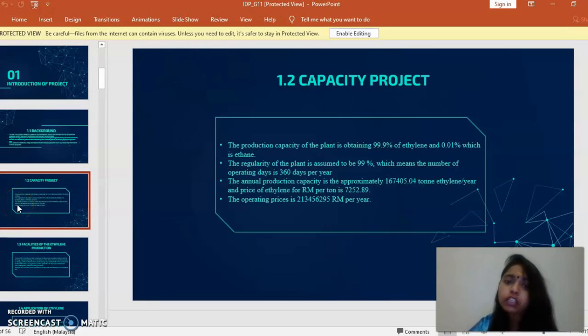Capacity of the project. The production capacity of the plant is obtaining 99.9% of ethylene and the balance is ethane, which is an undesired product. The regularity of this plant is assumed to be 99% and the number of operating days is 360 days per year. Annual production capacity is approximately 167,405.04 tons of ethylene per year and the price of ethylene is RM 7,252.89 per ton. The operating price is 213,456,295 ringgit per year.